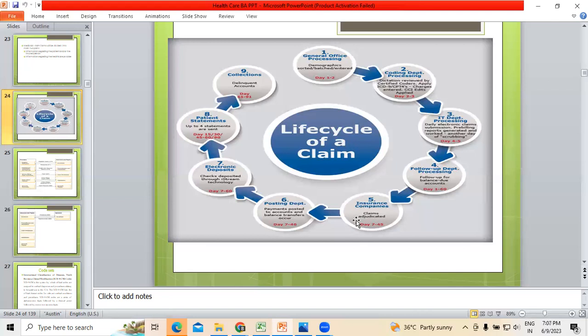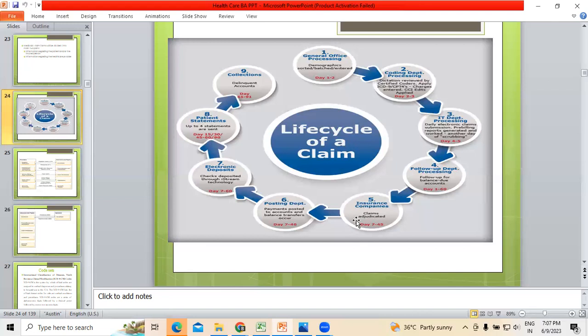So once the claim adjudication is done, it will be forwarded to the posting department, where the payment-related information, in reference to the balance transfers and all, everything happens on the sixth level. From there, whatever deposits they make, everything is electronic transfers. It is an auto transfer facility where it will be directly credited to the beneficiary account, either the healthcare provider or someone else. So healthcare electronic deposits will happen on the seventh level, followed by the patient statement.